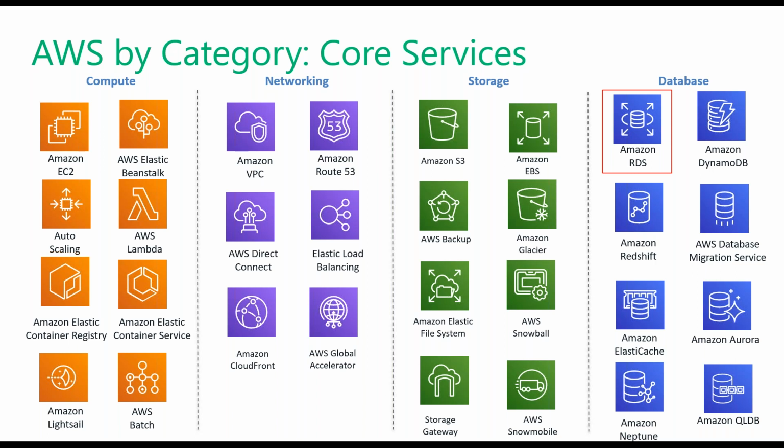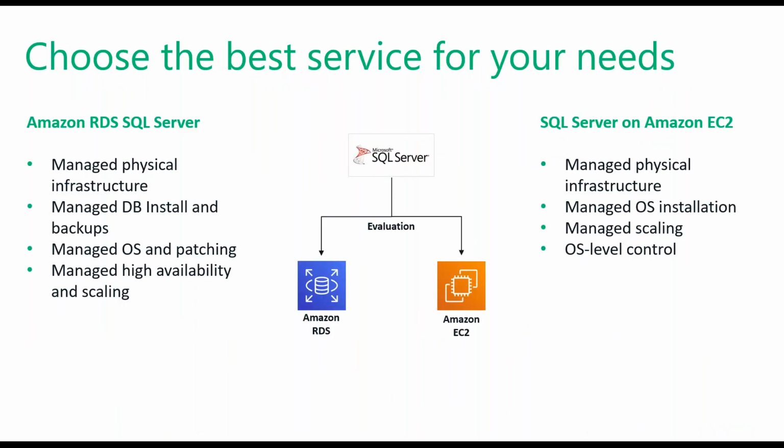But we also have a number of other databases, such as NoSQL databases, graph, in-memory databases, and so forth. Coming back to SQL Server, there's essentially two ways of running SQL Server on AWS. The option on the right is the one where you run the database on a virtual machine using Amazon EC2. So that's our Elastic Compute Cloud service.